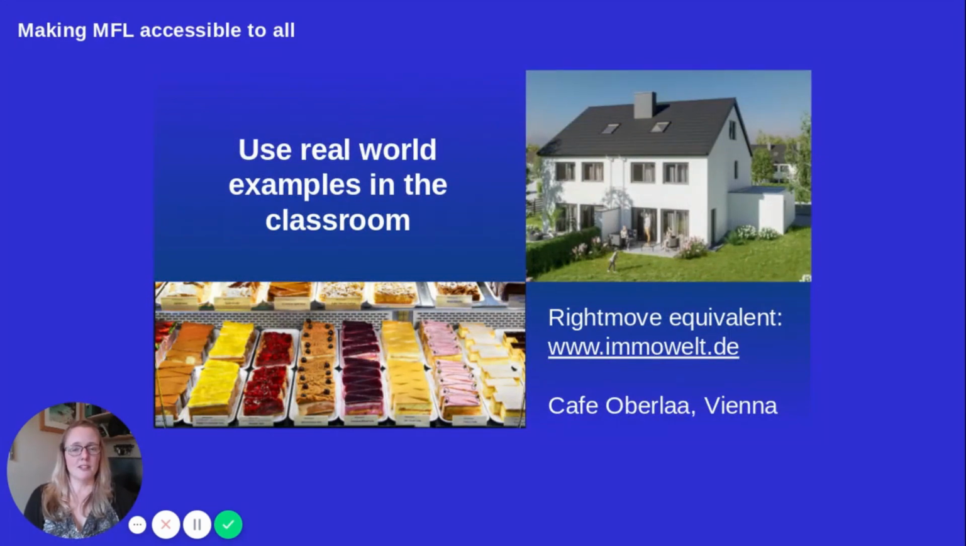What I also use is bringing real-world examples into the classroom. This is really important. It's no good just teaching about the rooms in a house. It's a bit boring to just learn what the rooms for the bedroom, lounge, garden are. So what I often use with my classes is a Rightmove equivalent called immowelt.de. And students can choose their own buildings, their own houses, their own flats, which part of Germany they would like to live in.